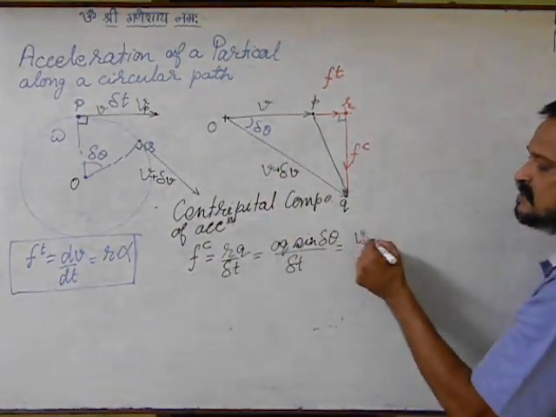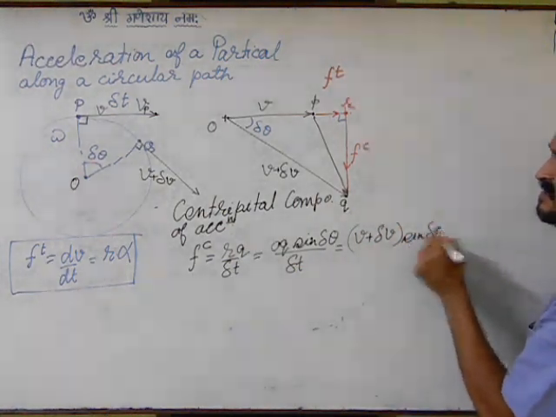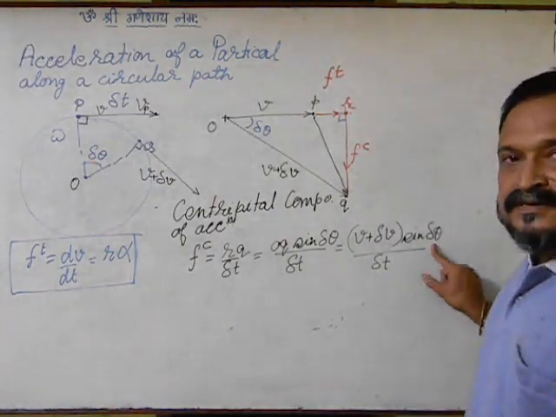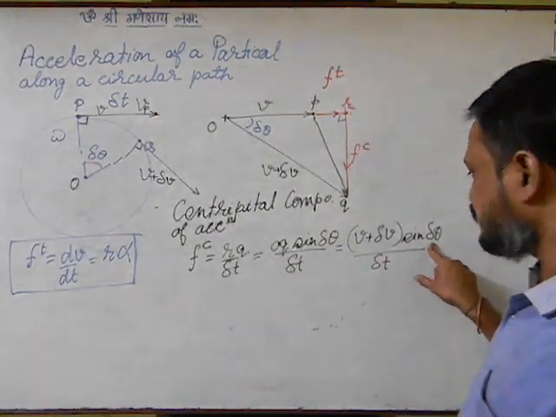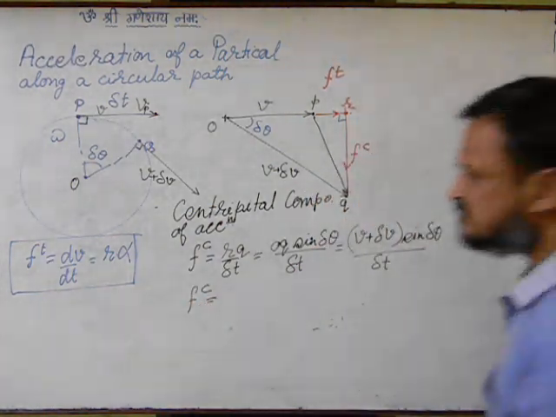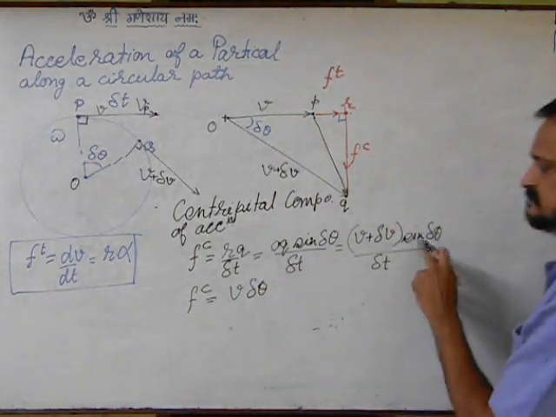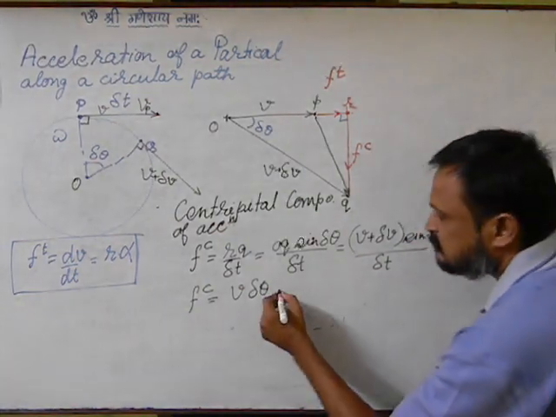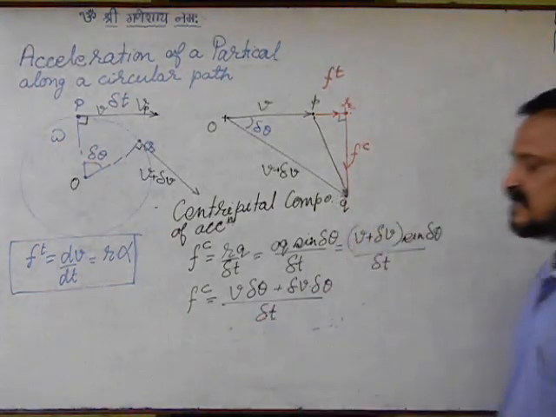OQ is V plus del V of sine del theta by del T. Now if theta is very small, then sine theta is equal to theta, right? So I can say the centripetal component of acceleration is equal to V del theta, because theta is very small, so it is del theta plus del V del theta by del T.